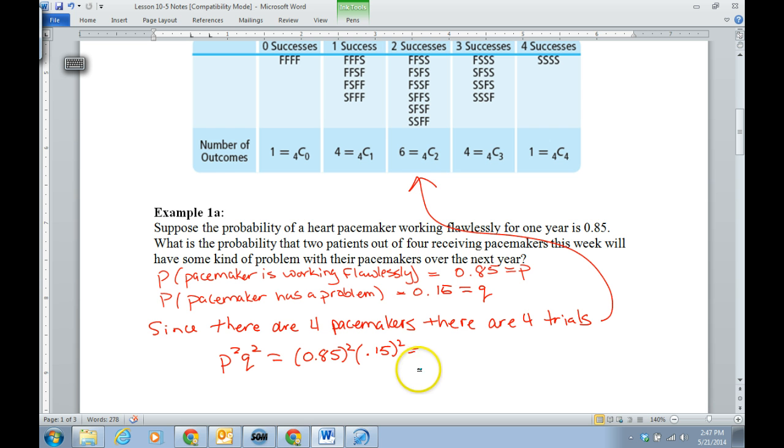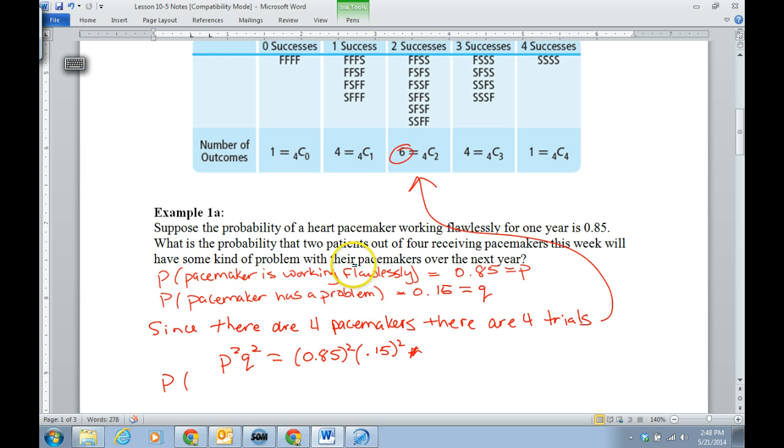All right? And we also are going to take this number right here and multiply it times this to find the actual probability of 2 successes. Okay? So, the probability... Wait, hold on. How do you know that it's 0.15 is Q? Because Q is the probability of a problem. Oh, that's all that's left.